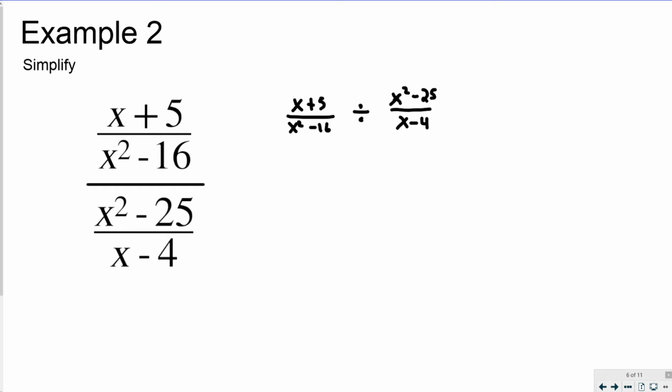over x minus 4. You might be asking yourself, do I really need to write it as division and then flip it? What you could do is write it as the product and then automatically flip the second fraction. So you don't have to spend so much time rewriting stuff here, but I'm just showing every step for completeness' sake. So you'd write it as times x minus 4 over x squared minus 25, flipping that second fraction.